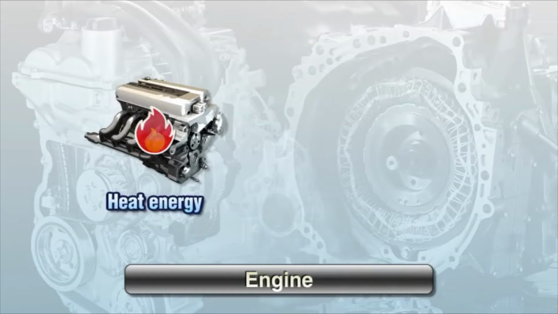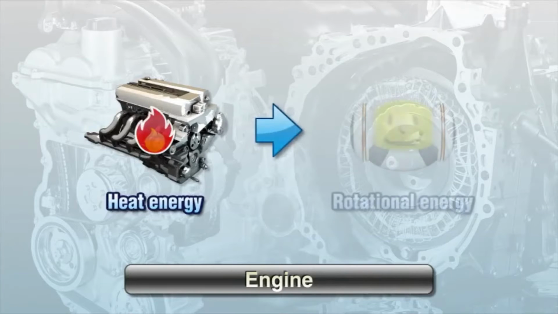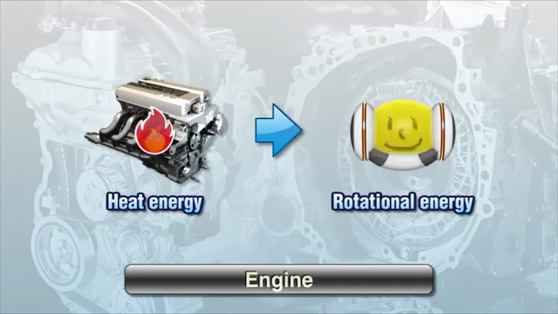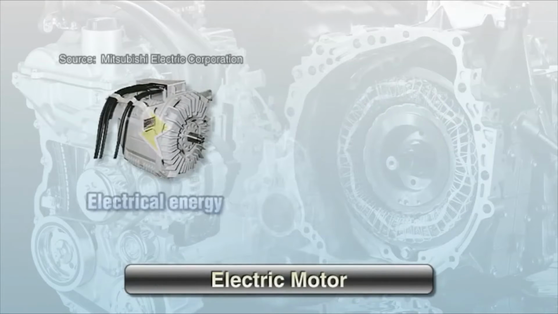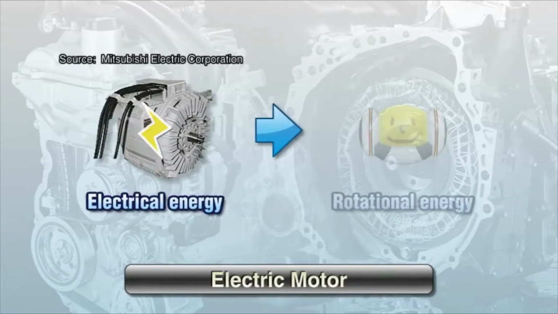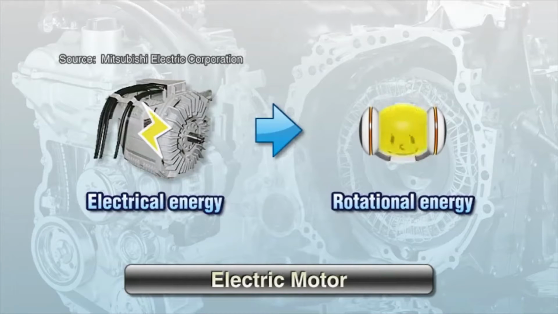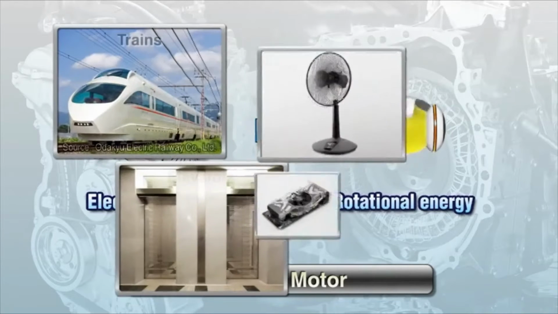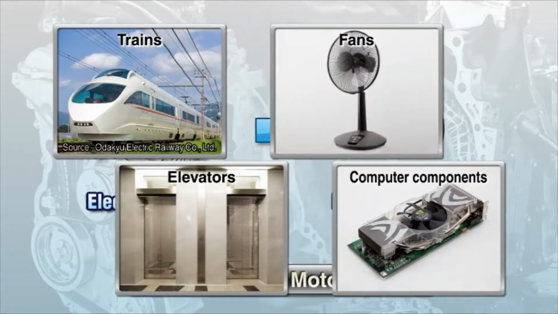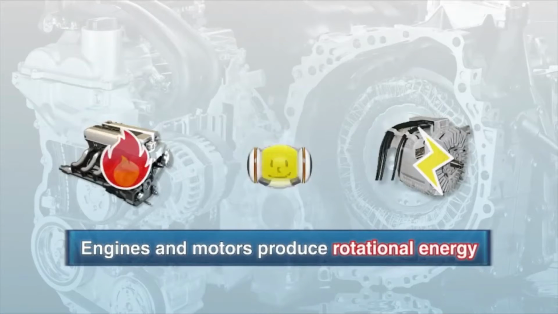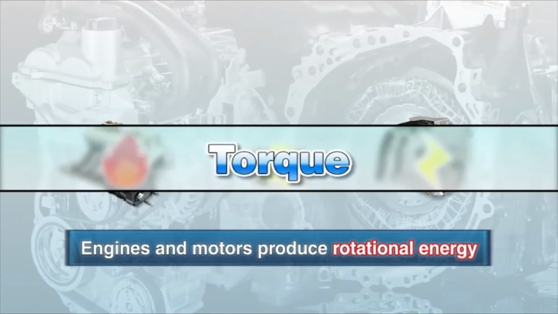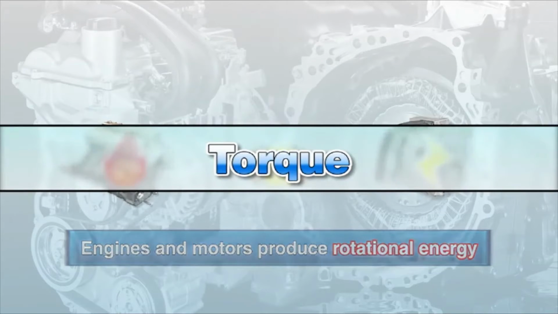The function of the automobile engine is to convert the heat of combustion into rotational energy. On the other hand, electric motors, such as those used on trains, convert electrical energy into rotational energy. Motors are found on rides like trains and elevators, as well as in various household appliances and computers. The rotational force created by engines and motors is called torque.